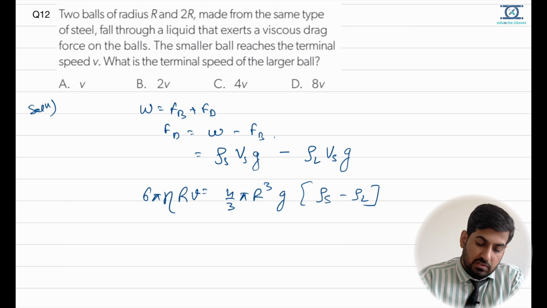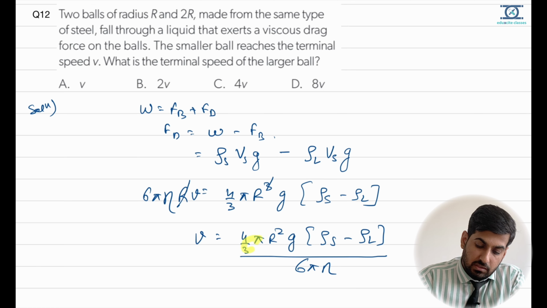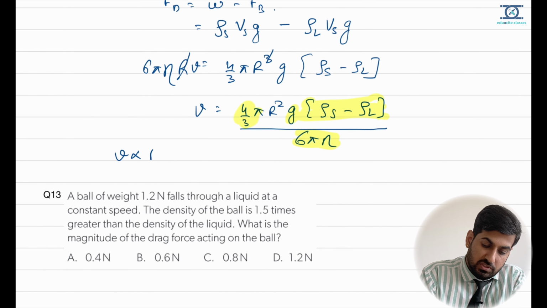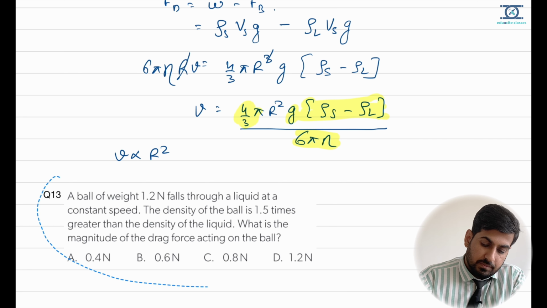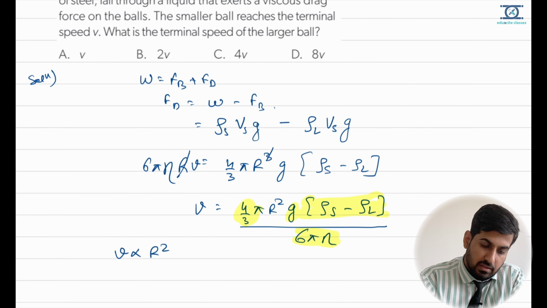V is the terminal speed, so V will be written as 4 by 3 pi r square, because this r and this r get cancelled, times g, density of steel minus density of liquid, over 6 pi eta. Now if you look, I am highlighting the terms which are constant, right? So for a given condition, these are all constant. So I can say the terminal speed is proportional to r square.